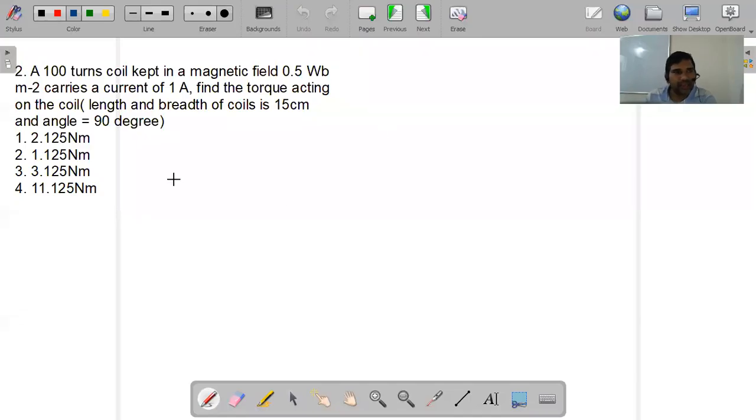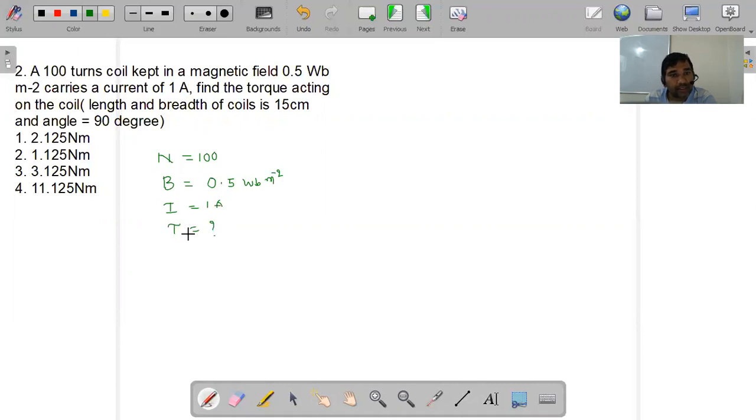So the second problem: a coil having 100 turns. So we will write the given data here, number of turns N is equal to 100. It is kept in a magnetic field of 0.5 Weber per meter square. So B is equal to 0.5 Weber per meter square. Okay, and it carries a current of 1 ampere. I is equal to 1 ampere. Find the torque acting on the coil.